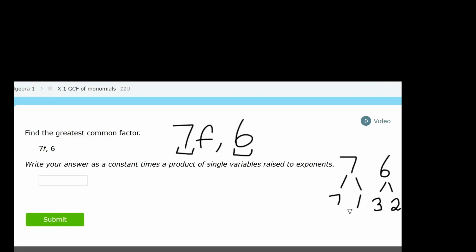Do you see any common factors in between here? No. However, do keep in mind that 1 divides into anything, because any number divided by 1 is itself. So between 7 and 6, the greatest common factor is just 1. Now we have an F from 7F, but the 6 doesn't have any F's at all. So do they have any F's in common? No. So the greatest common factor between 7F and 6 is 1.